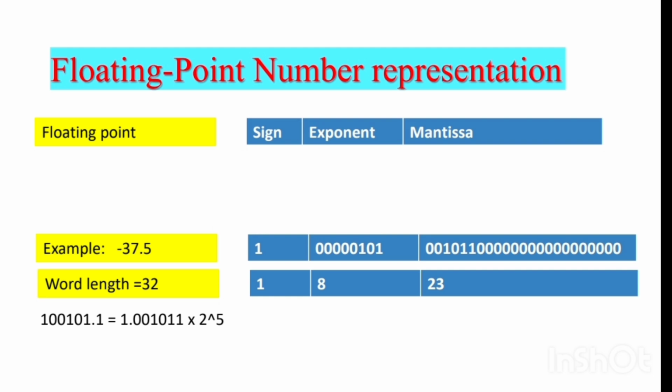Then as far as this mantissa part is concerned, when we rearranged the original number as 1 point something into 2 raised to 5, the mantissa is those binary bits which come just after that binary point. Here exactly it is 001011. So to make it 23 bits, we need to put zeros towards the right side of that particular number. So that's all about floating point representation.